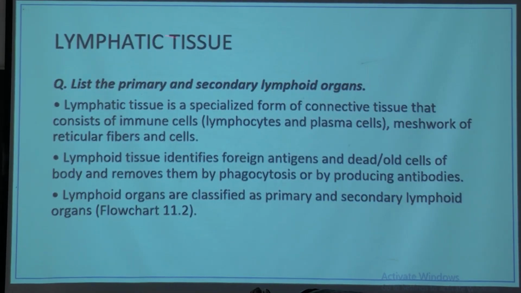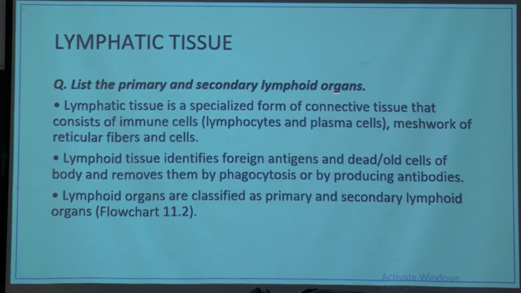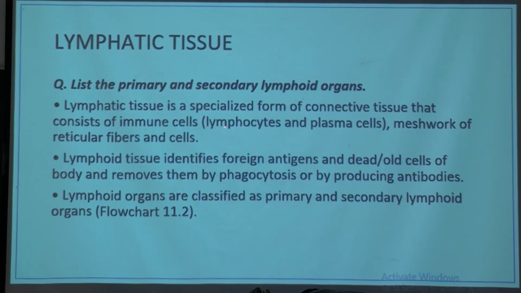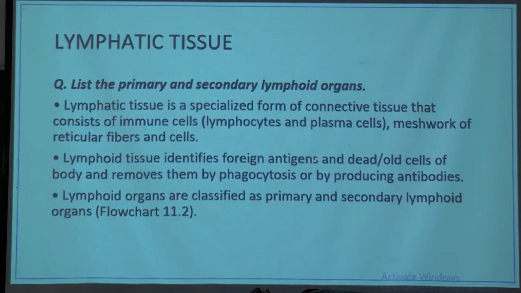Now, lymphatic tissue: list the primary and secondary lymphoid organs. Lymphatic tissue is a specialized form of connective tissue that consists of immune cells, lymphocytes and plasma cells, and a meshwork of reticular fibers and cells. Lymphoid tissue identifies foreign antigens and dead or old cells of the body and removes them by phagocytosis or by producing antibodies. Lymphoid organs are classified as primary and secondary lymphoid organs.